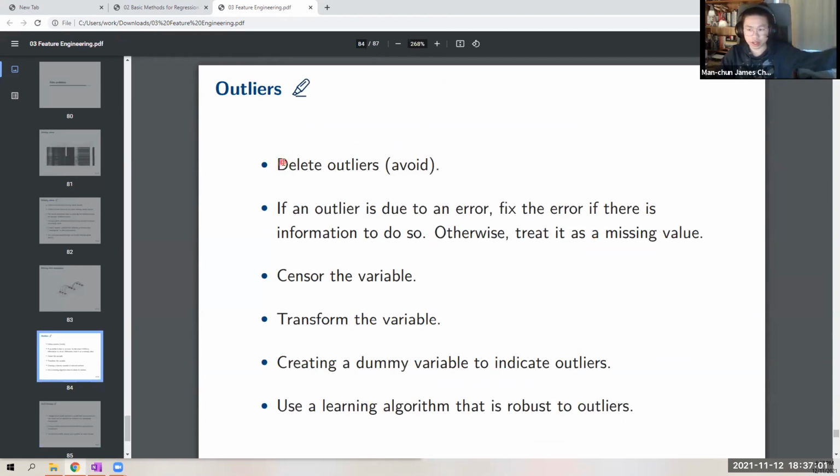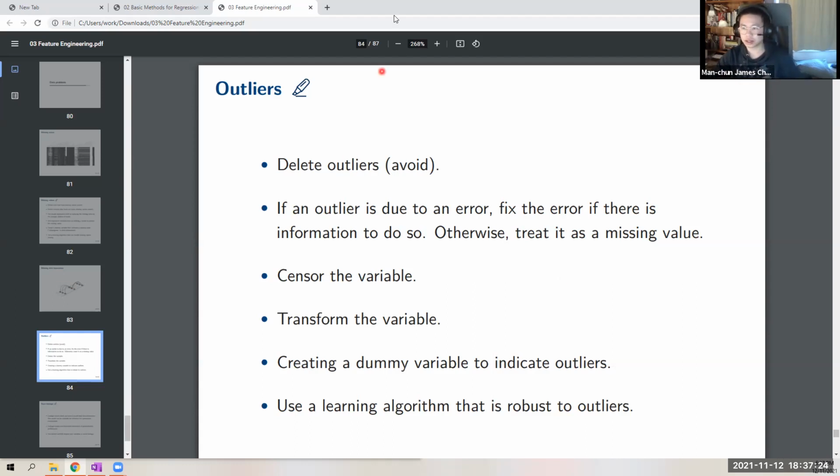And how can you deal with outliers? You can delete them, you can censor them, you can transform them, you can create a dummy variable. Censor, which is explained more concretely in the actual lectures, means that you basically set a maximum value, and if it's over that maximum value, you set it to the max value.